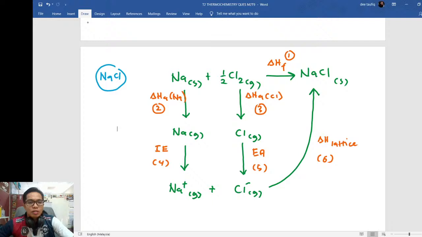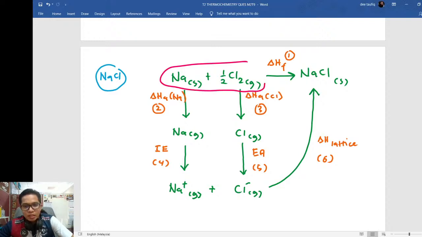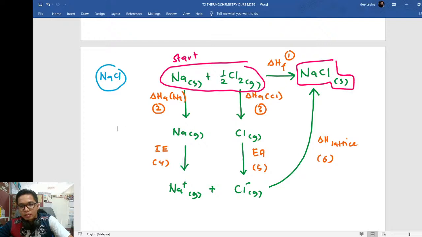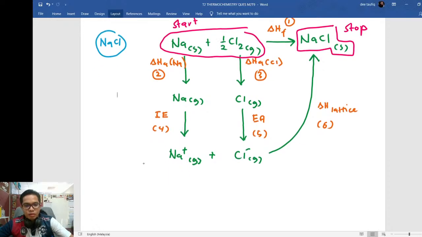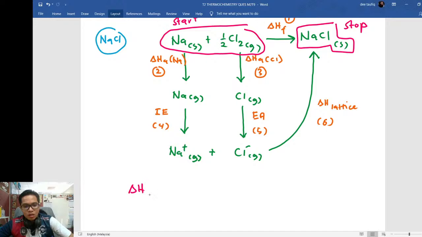Then kat mana dia stop, kat mana dia start should be similar. So this is all the arrow going out. So starting from here is where we start. Dan kita akan stop should be kat sini. So this is where all the arrows coming together. So this is where we stop. So from start to stop, kita akan dapat terus delta HF. There's one step sahaja. Delta HF equal, dah stop kan?